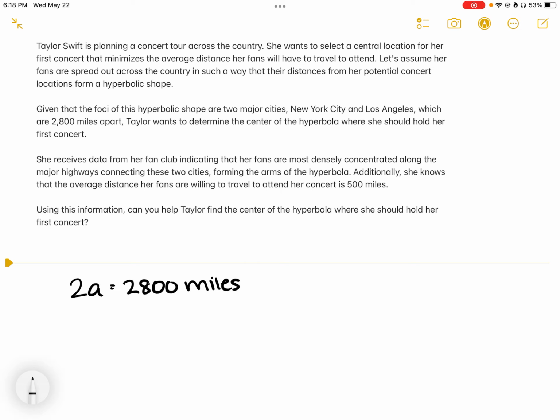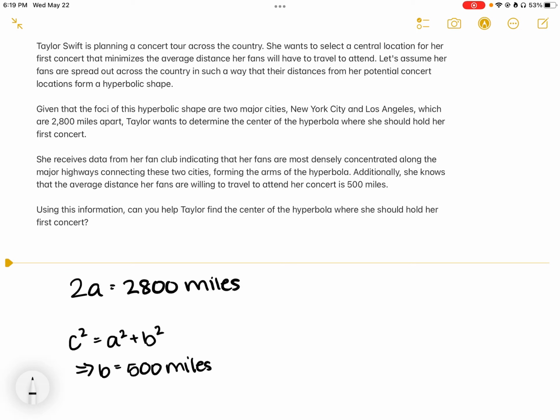Now, let's denote the distance from the center of the hyperbola to a point on either arm of the hyperbola as c. We know that c is the distance from the center to either focus. From the definition of a hyperbola, we have the relationship c squared equals a squared plus b squared, where b is the semi-minor axis of the hyperbola. Since the average distance Taylor's fans are willing to travel is 500 miles, we know that b is equal to 500 miles.